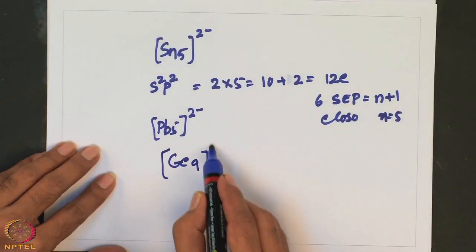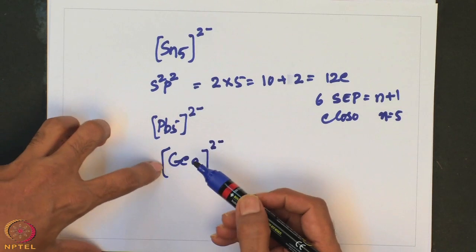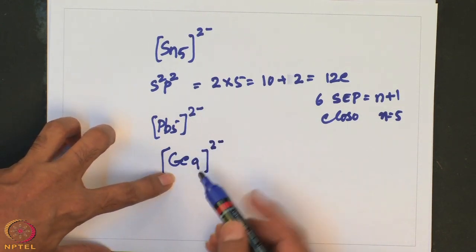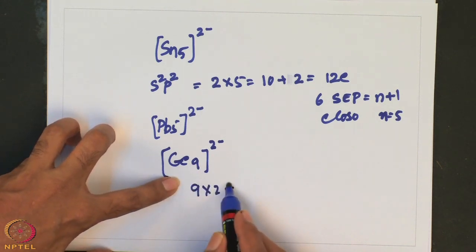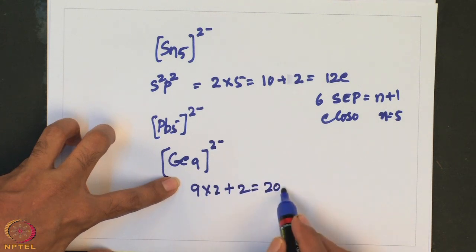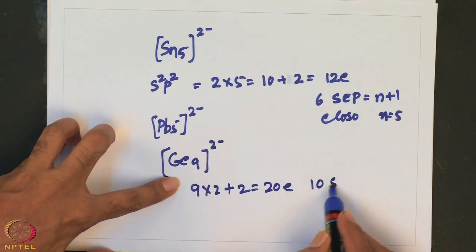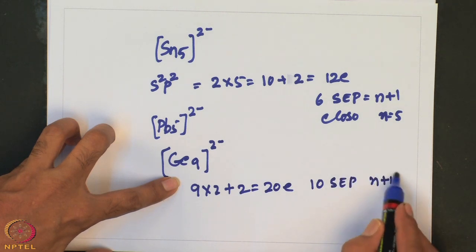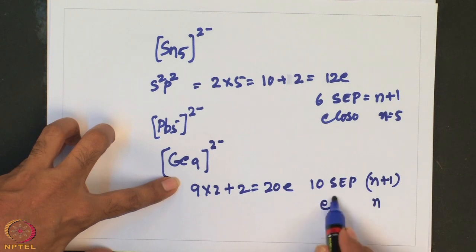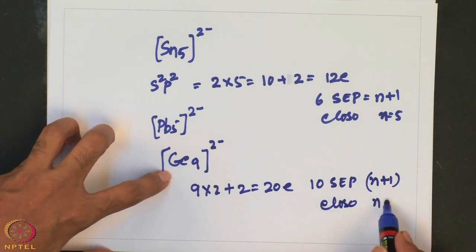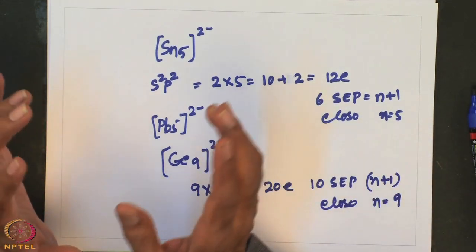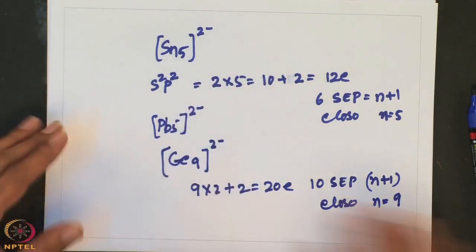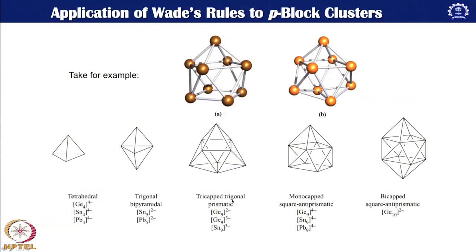Ge9 2 minus. Okay, germanium is also essentially coming below silicon. So, we are getting 2 electrons. So, 9 into 2 plus 2 charge equals 20 electrons. 20 electrons will be 10 skeletal electron pairs. This is n plus 1. Okay. So, if you have n plus 1, then this is closo. N vertices should be 9, that is n equals 9. So, this should be a tricapped trigonal prismatic geometry. So, that we are arriving at the right structure. So, you can use this in this fashion to understand the structures.